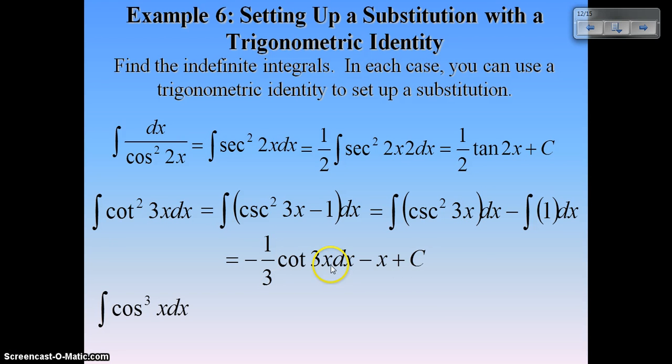Now with the 1/3 and the 3 out of the way, what's the integral of cosecant squared? It's negative cotangent. So there's where we get this. The integral of 1 is x plus c.